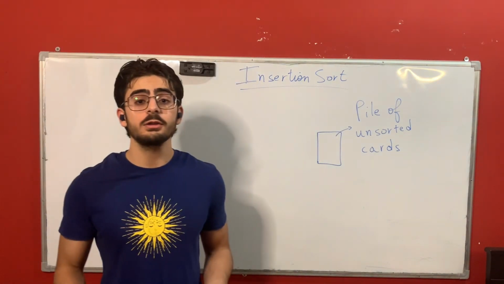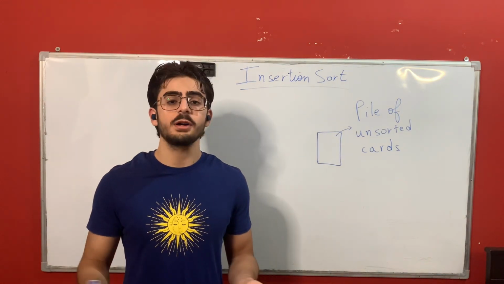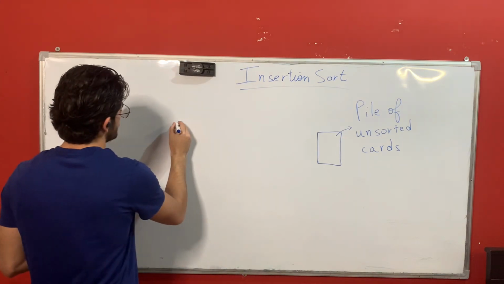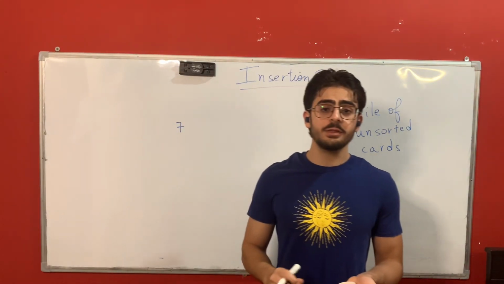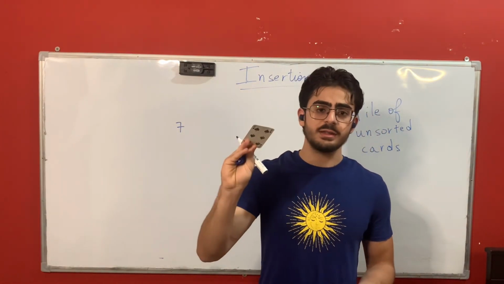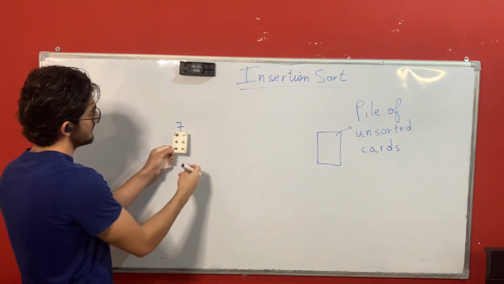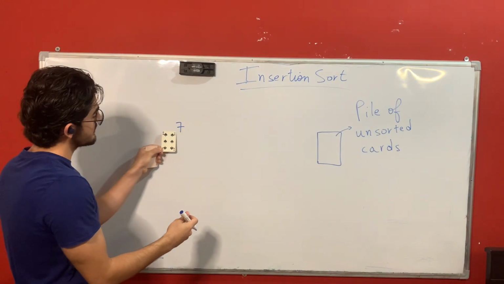First, we pick a card one by one. So let us pick a card. What do we have? 7. So we write 7. Let's pick another card. 6. We compare 6 with 7. 6 is less than 7, so it should be here.